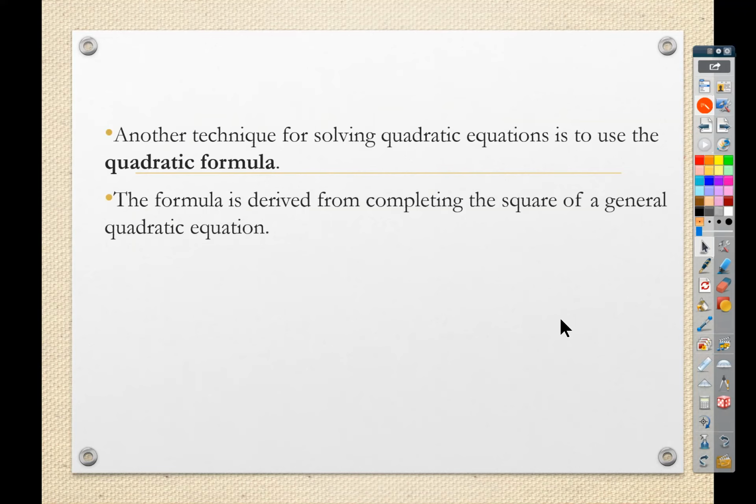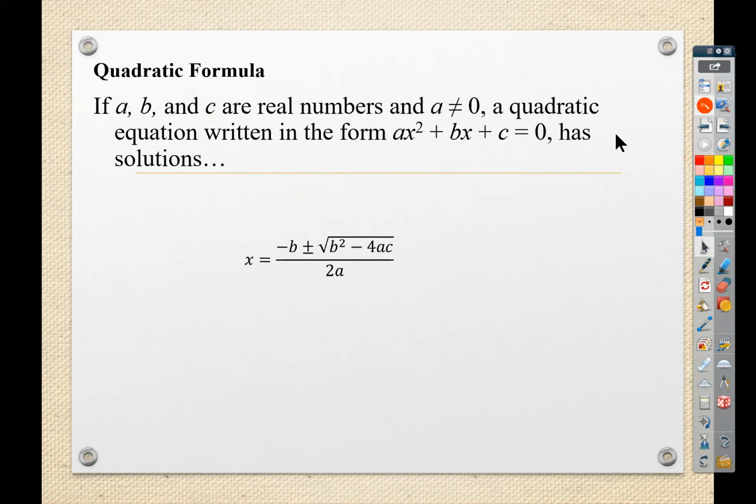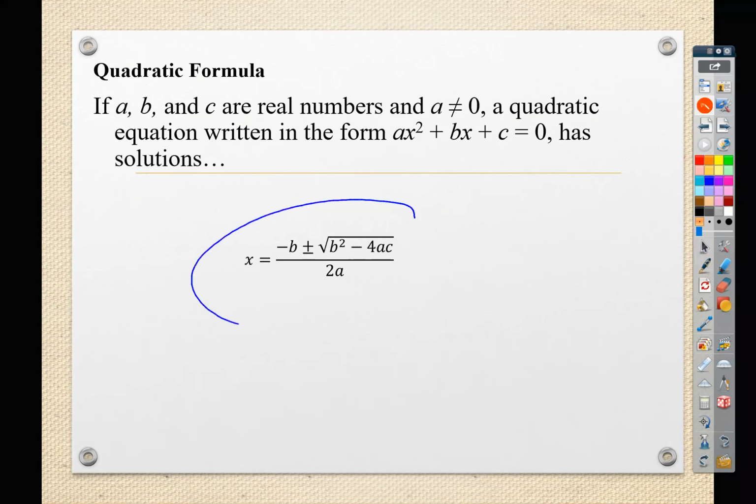So another technique for solving quadratic equations is to use the quadratic formula. The formula is actually derived from completing the square of a general quadratic equation. You need to pause this and write down this formula. You are going to be responsible for knowing it. So x equals negative b plus or minus the square root of b squared minus 4ac, all over 2a.